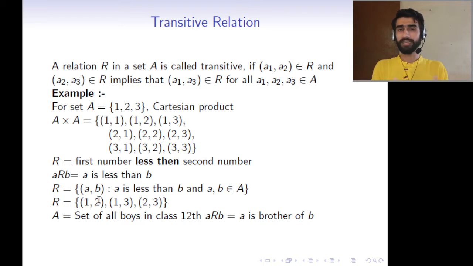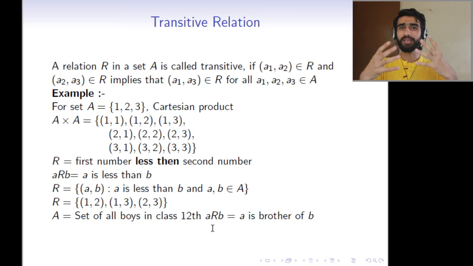Now let's take a familiar example. I am taking A equals the set of students in class 12th in your school, and I am defining a relation R such that A is brother of B. If A is brother of B, first person is brother of second. I am taking the names, these days Ramayana is going on TV, so Ram is brother of Lakshman and Lakshman is brother of Bharat. Can I say Ram is brother of Bharat? Yes, of course I can say.